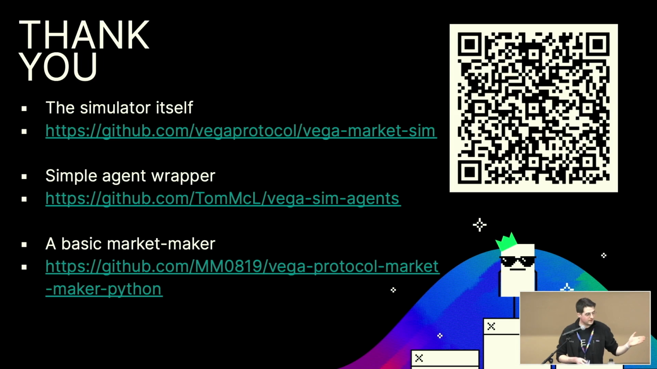There's a few interesting repos. We've got Vega Market Sim, which is the whole complex thing. Vega Sim Agents, which was the simple one that I showed just there, that's got the one thing to run. And then a basic market maker that's a separate sort of agent that runs on a live network and does some semi-smart listening to a Binance price and quoting on Vega. So you can maybe just spin one of those up and run it on the simulation and see if you win.